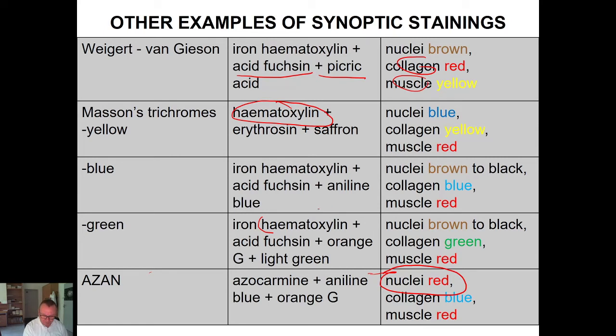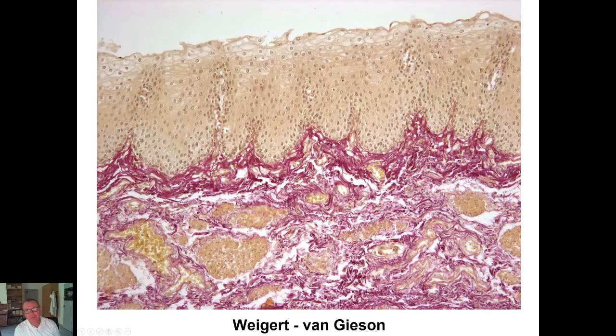Okay, so please remember the other synoptic stainings: Weigert-Van-Gieson staining, three Massons, trichromes which differ in the staining of collagen, yellow, blue and green, and azan as another example of synoptic staining in which nuclei are red. Here are photographs from the specimens stained by these other synoptic stainings.